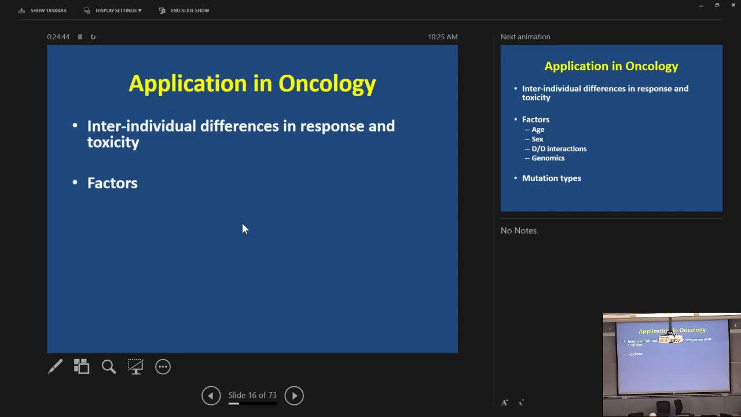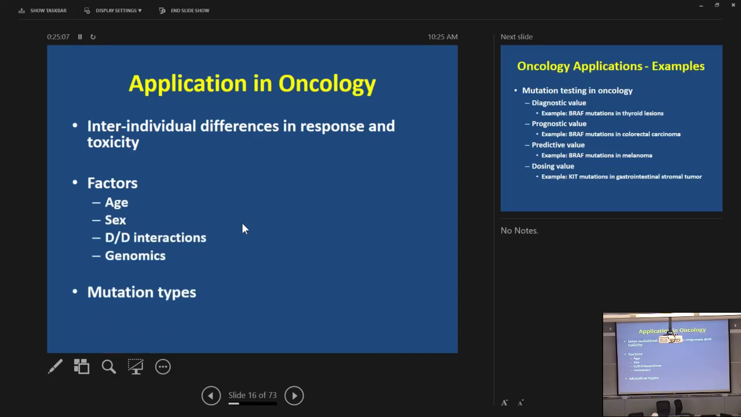Okay. All right. So applications in oncology, right? So we've gone out, we've looked for all these mutations, we've identified them. What are we going to do with them? So not only do we see dependent differences in response, but we also see differences in toxicity with these. So what are the factors that can lead to that? All right, age can always be a factor. You have fewer somatic mutations when you're older or more? More, right? As we age, we just gain these somatic mutations. So that can lead to these differences.